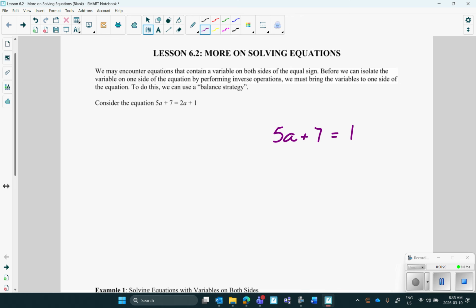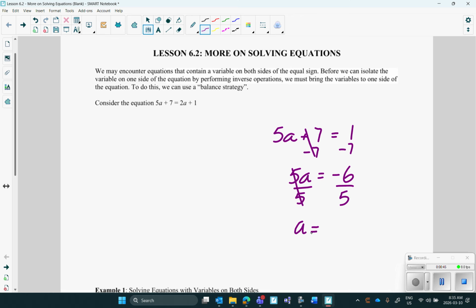Subtract 7 from both sides. And the equation looks like, equals, 1 subtract 7, -6. Divided by 5. Whatever you do to one side, you do to both.